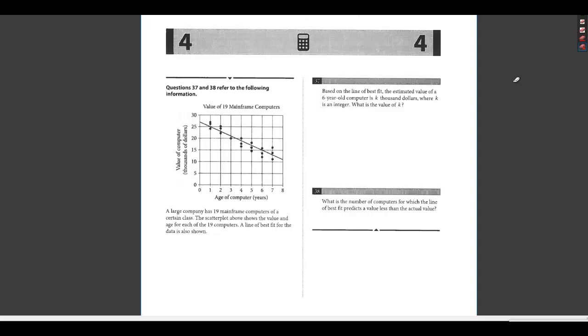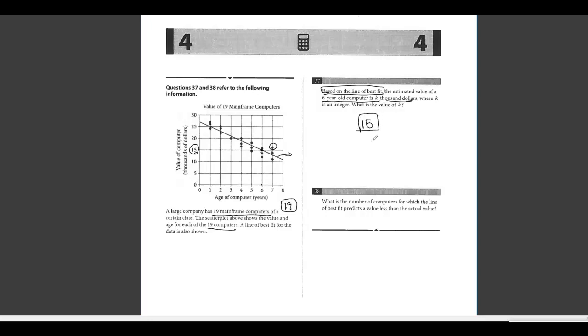Alright, number 37 and 38, we have a line of best fit, and the points in the scatter plot are the actual values. Okay, so we have 9 mainframe computers. We have 9 computers over here. So the number of dots should be 19, right? Yeah, we can see that. All these 90 computers, something like that. Okay, based on the line of best fit. We are talking about only the line, not the actual number. Okay, the estimated value of a 6-year-old computer, a 6-year-old, this is on the line of best fit. Okay, this is 15, isn't it? So 15,000, then the 15 is the answer.